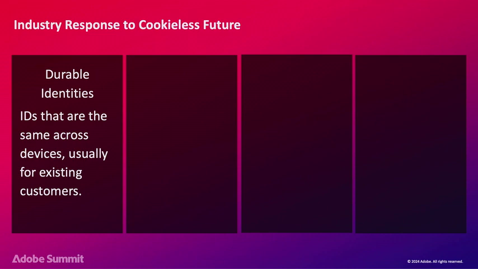They're durable. These are probably IDs that you're already using, and it's usually something like an email address or a hashed email address or a customer ID, and they are generally the same across different devices. If you're already using Adobe Analytics, you usually capture a customer ID in an eVar. It's the same idea here. That's a durable identifier, and those are great. Those are fantastic. Keep using those.